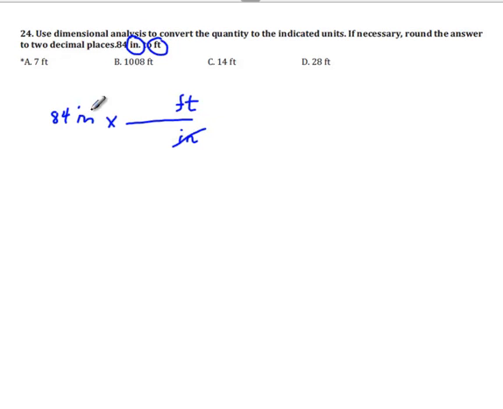These inch units are going to be gone. There are 12 inches in 1 foot. We end up with 84 over 12 feet. Divide 12 into 84, it goes 7 times, so the answer is 7 feet.